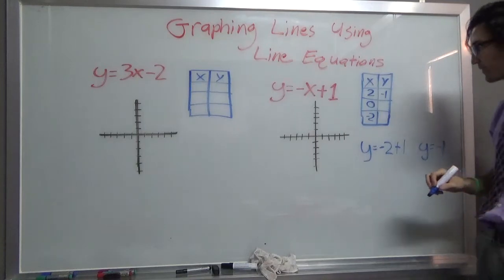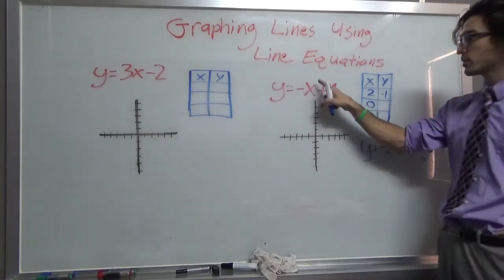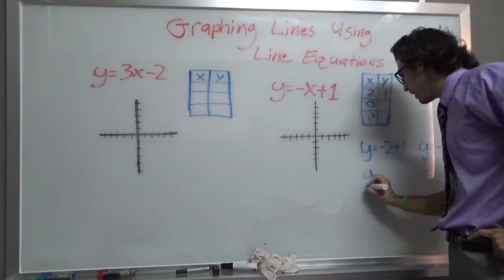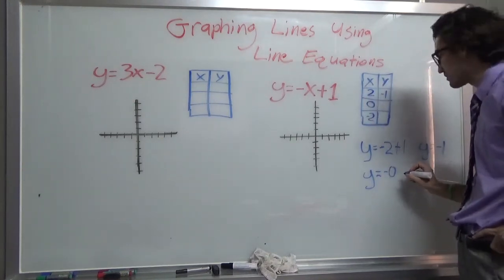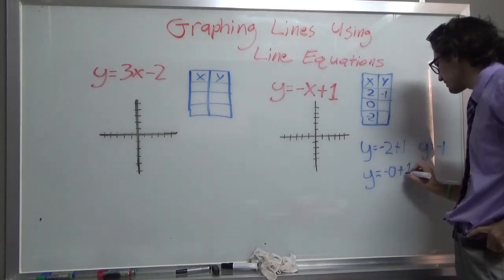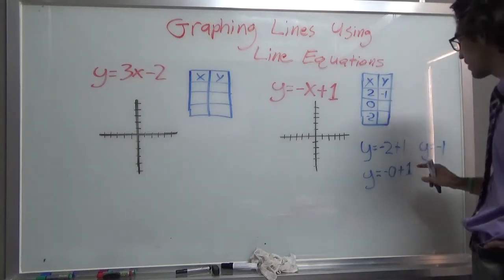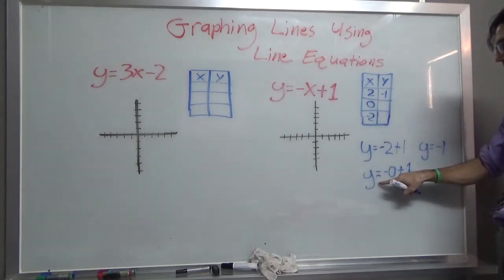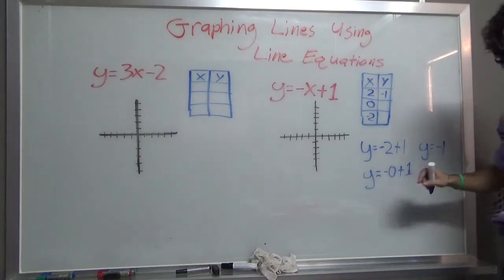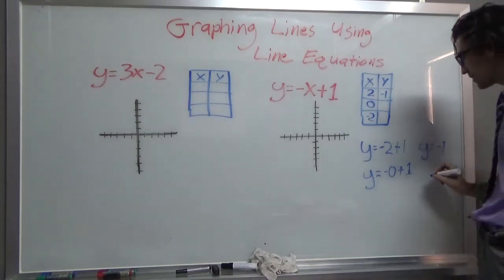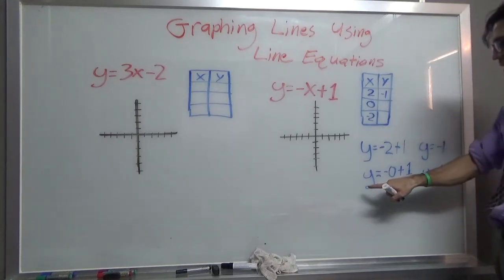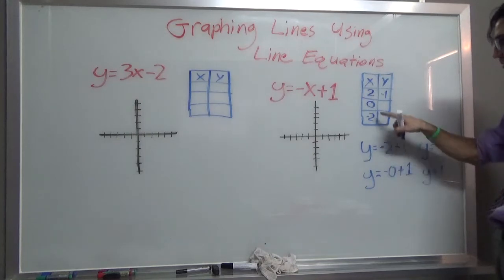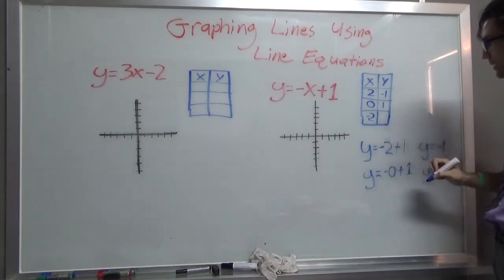Well, let's see what happens if I plug in 0 for x. So I'm going to rewrite this equation. Y equals, I can say negative 0, but that kind of doesn't make any sense. It's a little bit nonsense, but it's okay. We can indulge in nonsense for a moment. So y is equal to negative 0 plus 1. Well, what is 0 plus 1? 0 plus 1 is just 1. So when x is equal to 0, y is equal to 1.